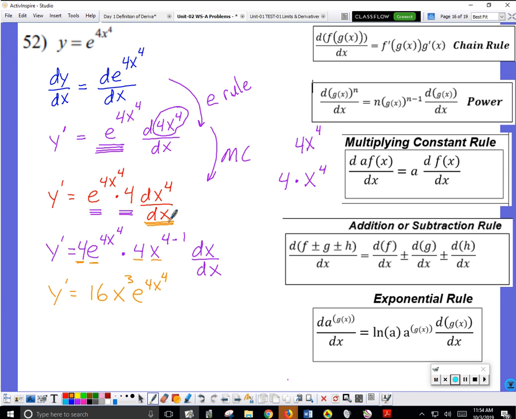It starts by eating the whole thing. When it's taking care of the e, now it just has to eat this. You pull out the 4, it's taking care of that. Now it's got to eat this. Once it's done that, it's done. So when there's no more derivative operator, you're finished. Cool. Next one.